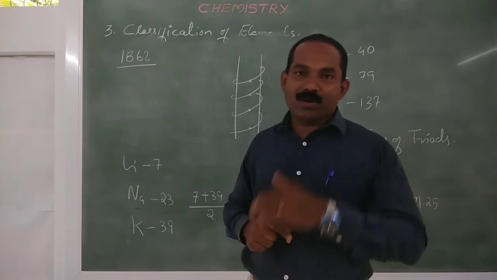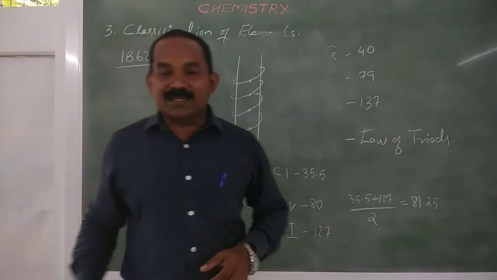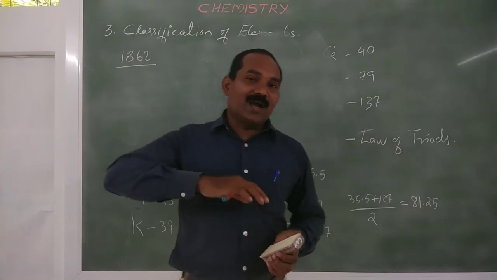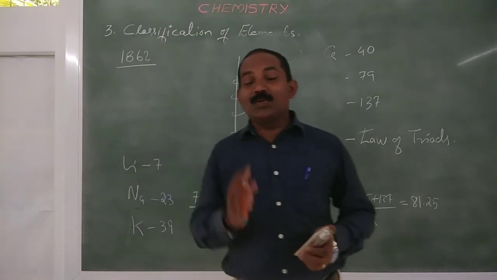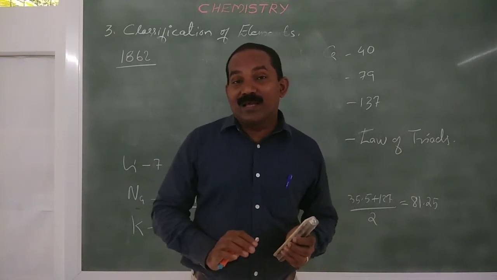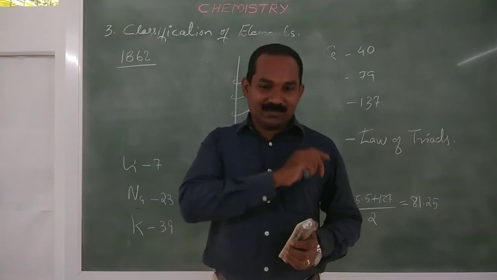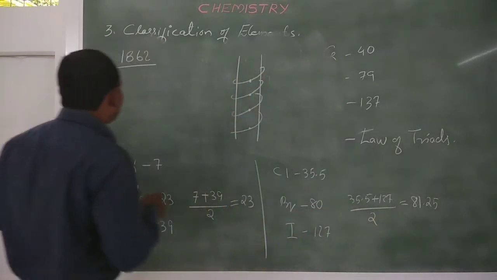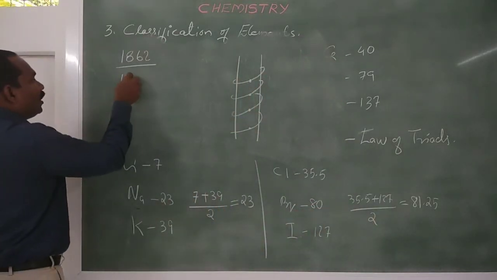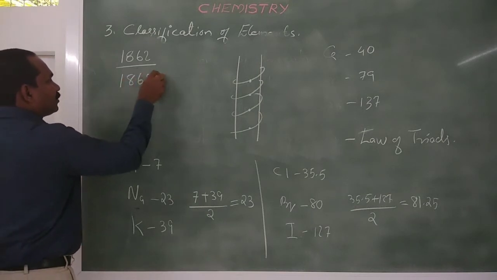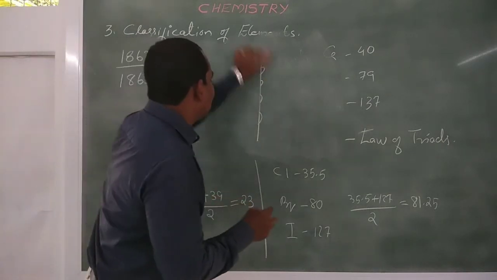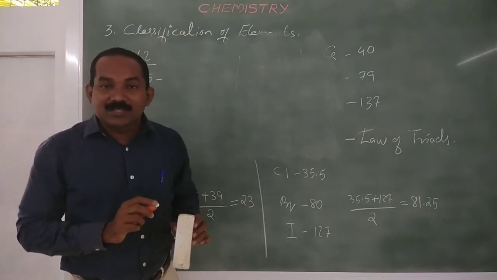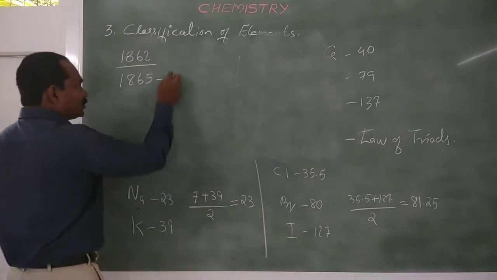Next, John Alexander Newlands proposed the law of octaves. Who proposed the law of octaves in 1865? In 1865, Newlands, full name John Alexander Newlands.